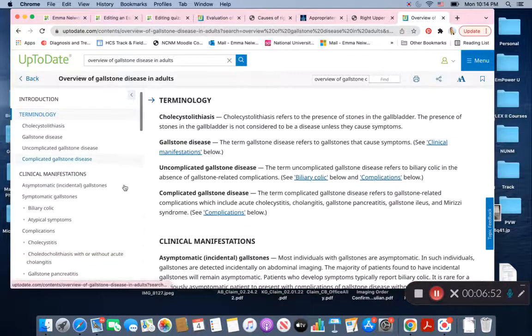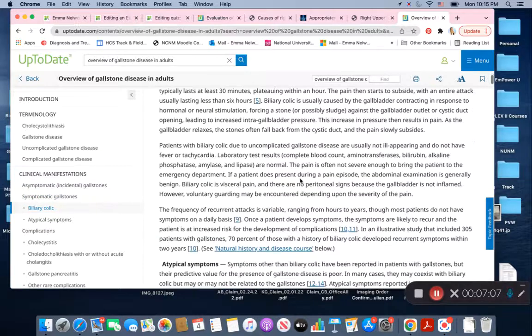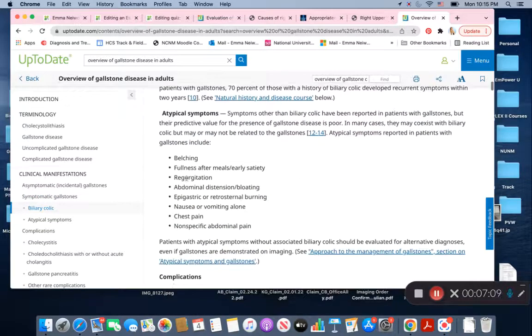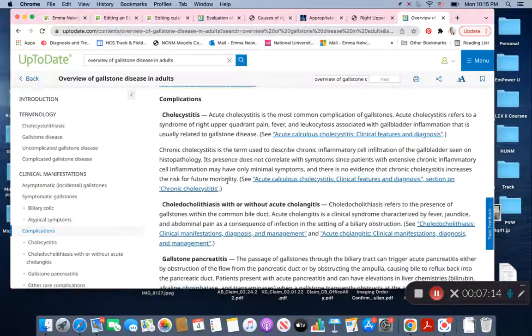So our patient, we have decided that they have symptomatic gallstones. They have biliary colic. And when we think about biliary colic, it's this intense, dull discomfort in the right upper quadrant or epigastric region. It matches our patient's symptom picture. There are some other symptoms listed in this article, and then we think about complications that can arise. That's where we have to have those clinical discussions with our patient, because this patient in front of us has uncomplicated gallbladder disease right now. That does not mean it can't lead to complications later on.